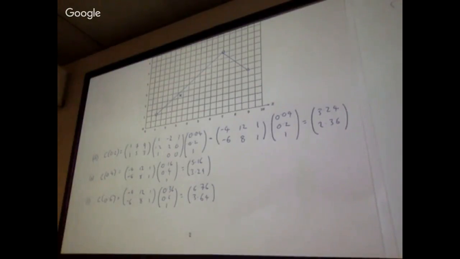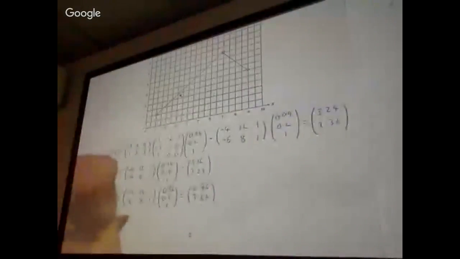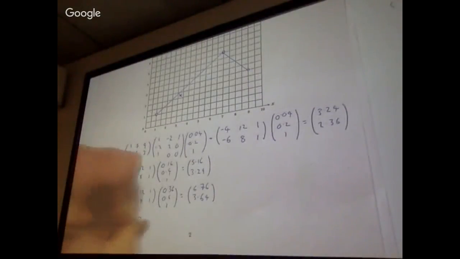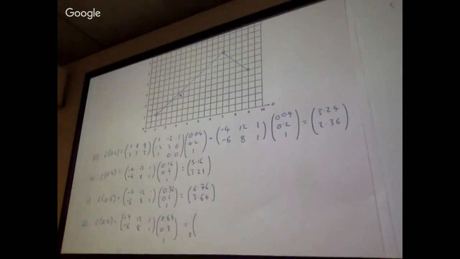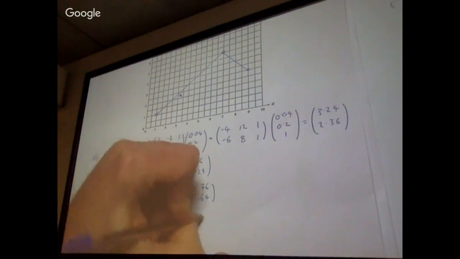You can see as the value of t changes, the point along the Bezier curve also changes. And the last one's 0.8. 0.8 squared is 0.64, 0.8 and 1. And that gives 8.04 and 3.56.